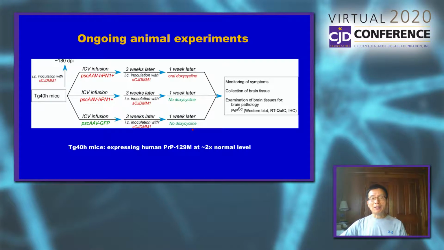The second experiment we did is using the Tg40H mice, which express wild-type human PrP. If we inoculate these mice with the common MM1 substrain of CJD, it has about 6 months of incubation period. Now we're injecting animals in 3 groups, 2 of them with the N1 plus construct, the other with the GFP control construct. And after that, 3 weeks later, we inoculate with MM1 prion. And then one group will be given doxycycline 1 week later. And now we are also waiting to see whether any of the treatments have a protective effect on prion disease progression.